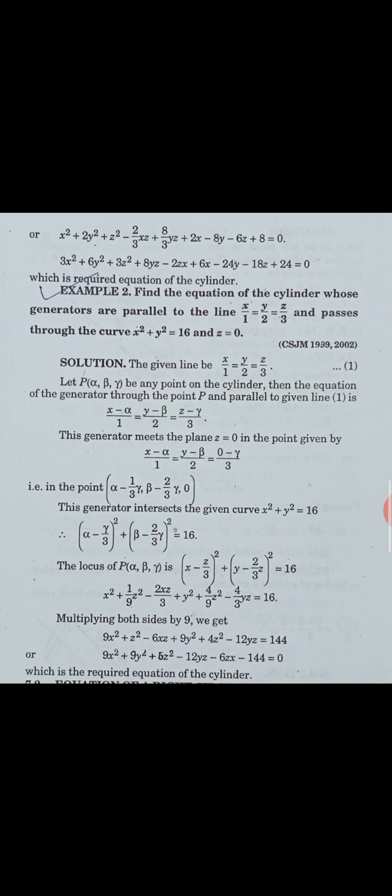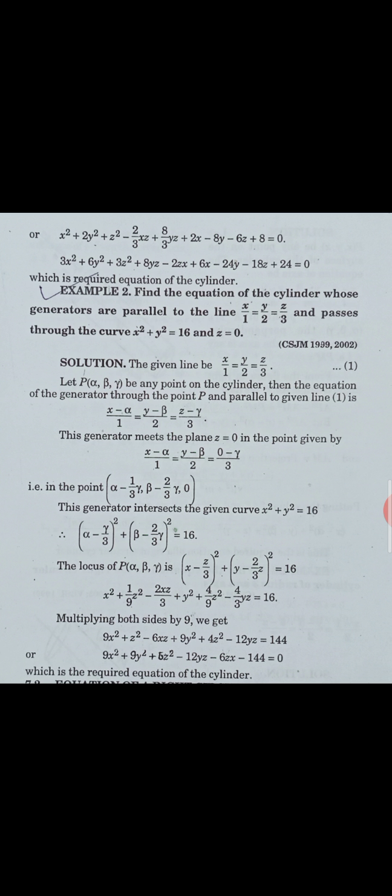Now the next question: find the equation of the cylinder whose generators are parallel to the line x/1 = y/2 = z/3 and which passes through the curve x² + y² = 16, z = 0. The given line is x/1 = y/2 = z/3. This is equation first. Let P(α, β, γ) be any point on the cylinder, then the equation of the generator through the point P and parallel to the given line first is (x − α)/1 = (y − β)/2 = (z − γ)/3.